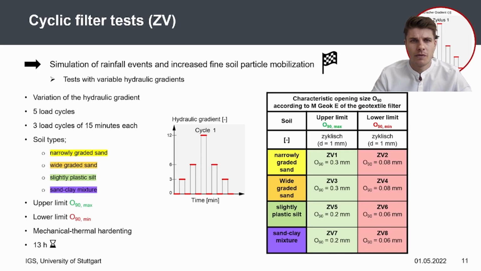The cyclic filter tests were basically performed with analogous boundary conditions and a variable hydraulic gradient. The test duration was 13 hours. The 5 load cycles with 3 load steps of 15 minutes each, you can see here on the right side, were applied to vary the hydraulic gradient. This series of tests is intended to provide information on the simulation of rain events and increase the fine particle mobilization in the soil.